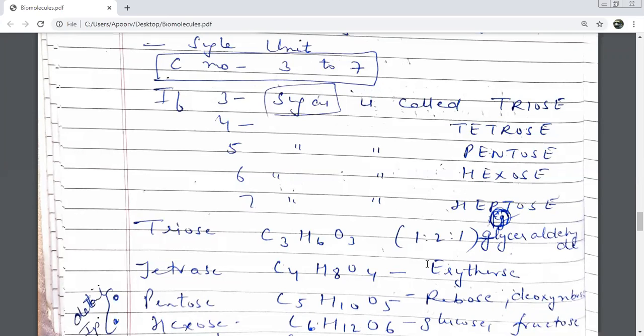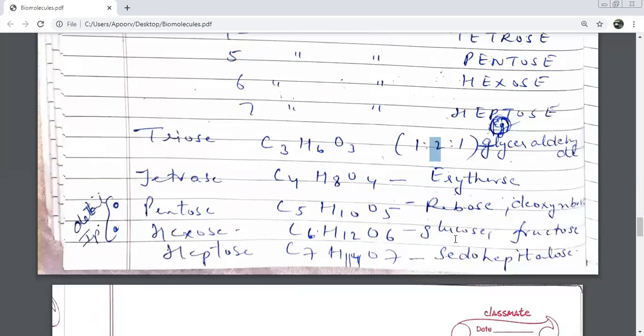Let us do the formulas of these sugars. What was the general formula I told you? 1:2:1, you remember? Yes, ma'am. So in triose sugar, how many carbons were there? 3 carbons. So what will be the formula for a triose sugar? C3H6O3. In tetrose sugar, how many carbons were there?